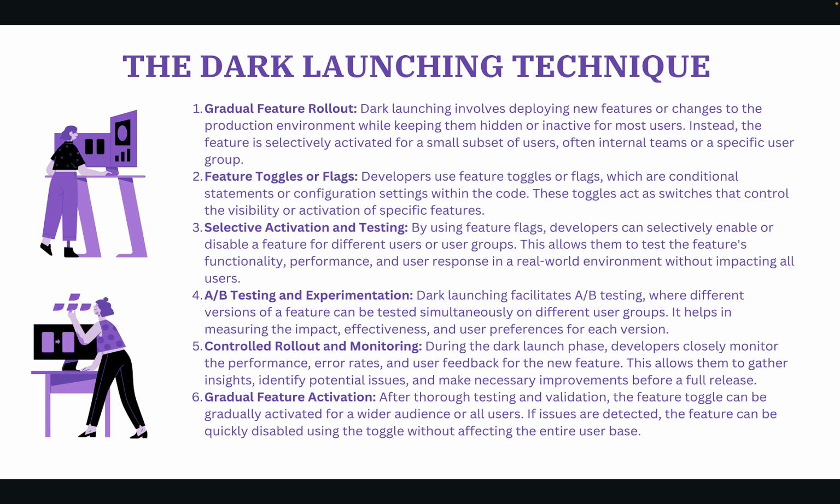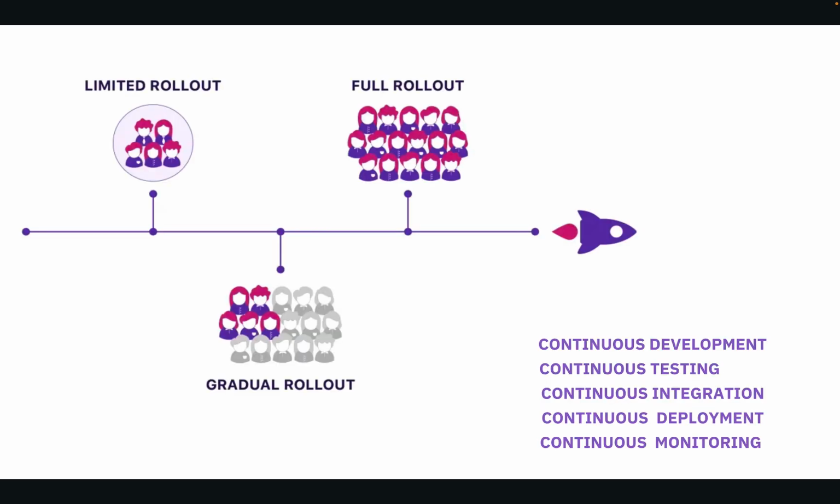So that is called the dark launching technique and the limited rollout. First they release that feature to a limited set of people, and once that is working fine, they release it in a gradual rollout. Once that is working fine with those users, they release the complete feature to everyone. This is called the testing, development, integration, and monitoring of the new features.